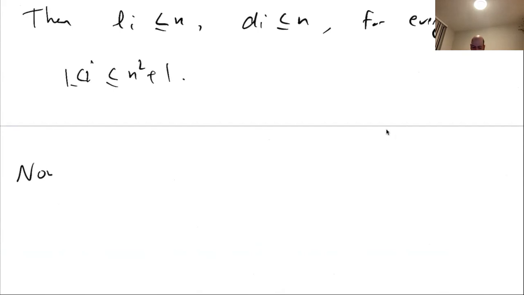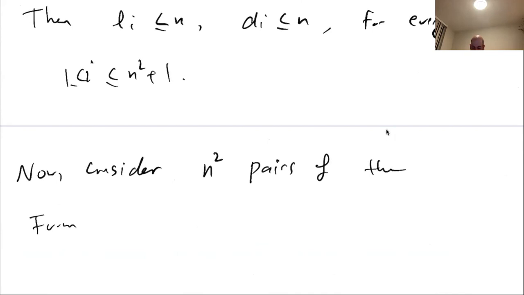So for the boxes, now consider n squared pairs of the form A and B, with A and B between 1 and n. So imagine each of these pairs of the form A and B, with A and B between 1 and n, as one box.